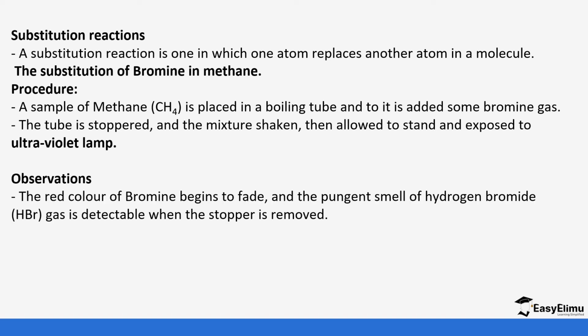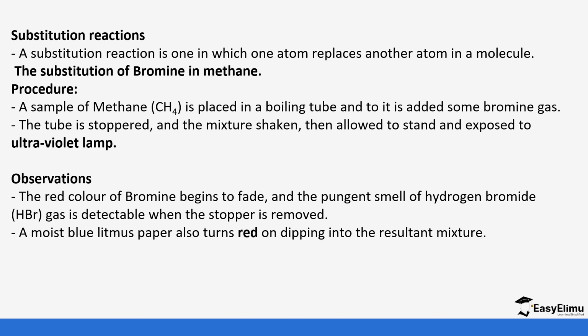One of the observations you notice is that the red color of bromine gas is going to fade and a pungent smell of hydrogen bromide gas is going to be detected when the stopper is removed. Hydrogen bromide turns blue litmus paper to red. So that is the equation. But what exactly is happening? We initially said that bromine does not react with methane, but now we are saying that methane is reacting with bromine under special conditions of the UV.